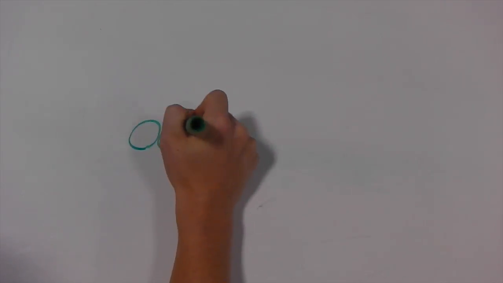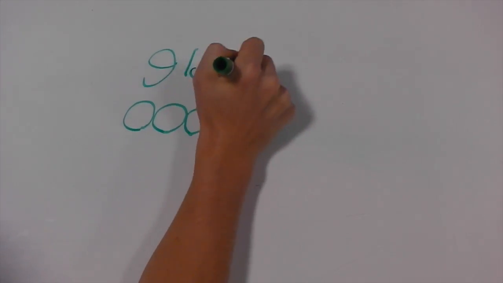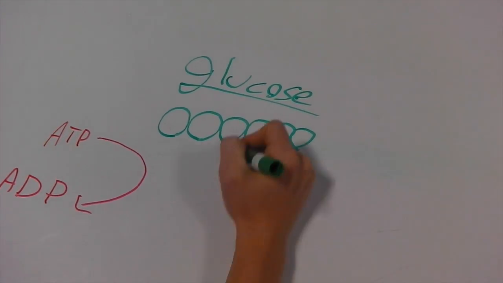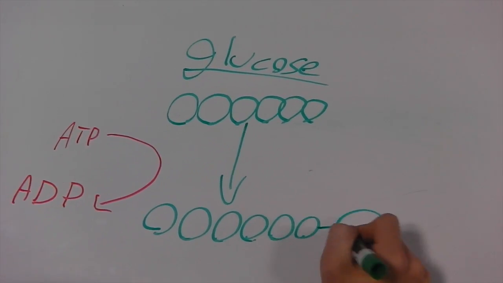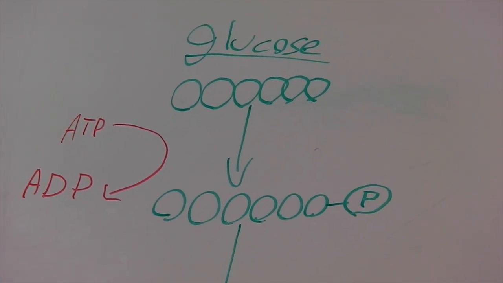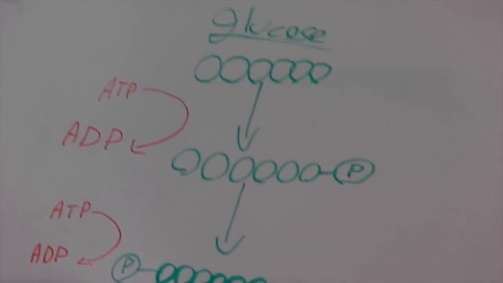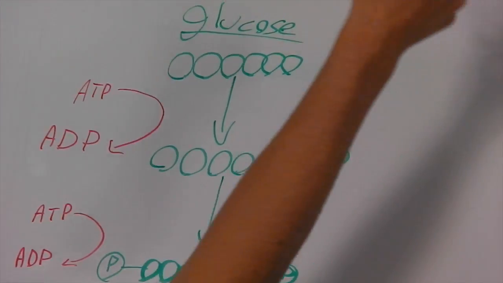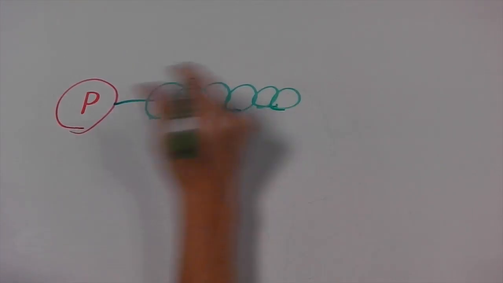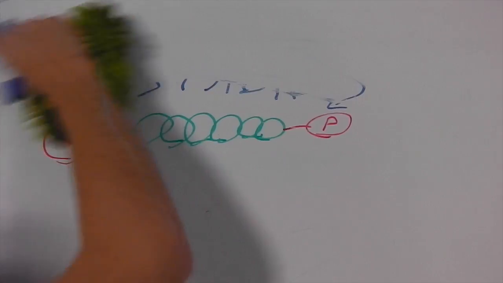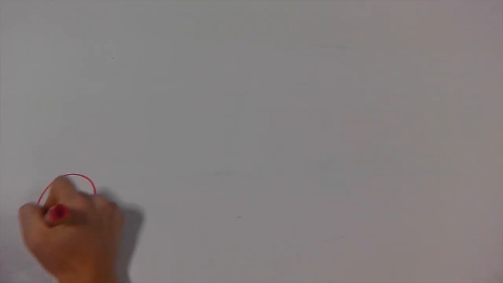Alright guys, so in the preparatory stage we have a glucose with 6 carbons, as you can see there. Then we have an ATP that comes in and adds on a phosphate onto the carbons. This process repeats again until there are 2 phosphates on the carbons. This causes the carbons to become unstable and split into 2 molecules called G3P.